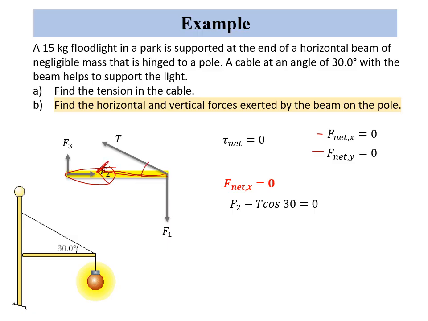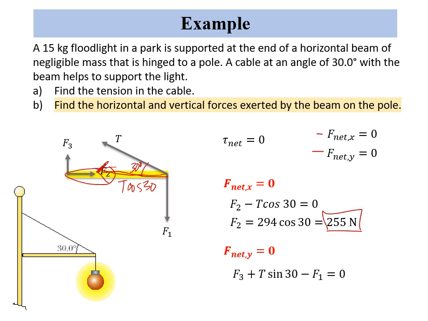And if I know this angle is 30 degrees, then this side that is touching the angle is just going to be T times cosine of 30. It is pointing to the left, and that is where this negative sign is coming from. We know what tension is from the previous slide, so we can plug it in and we can calculate. So when we do this calculation, F2 is about 255 newtons.